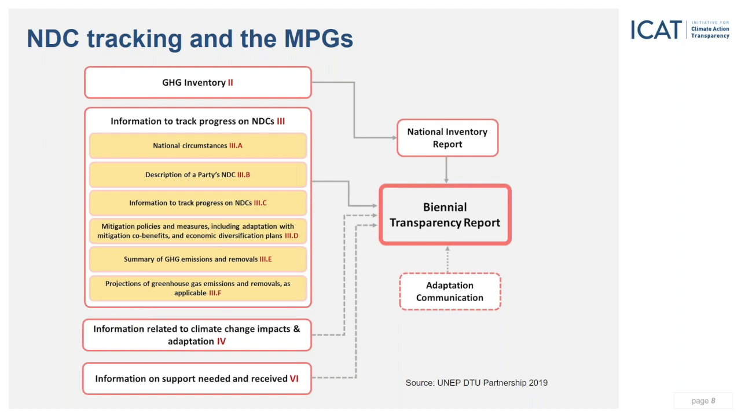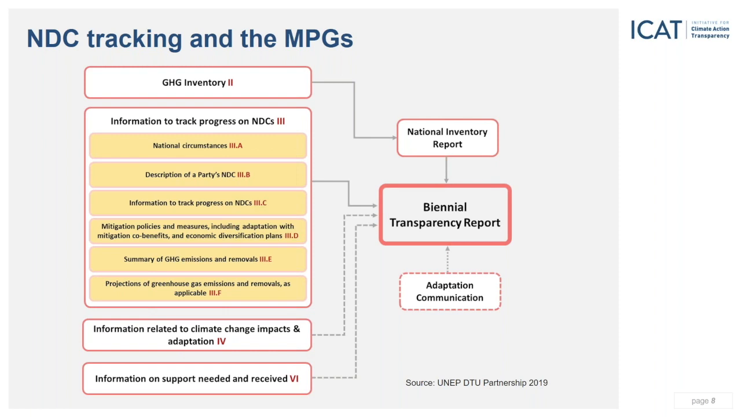Then the fourth element is mitigation policies and measures. That also includes adaptation measures with mitigation co-benefits and economic diversification plans.